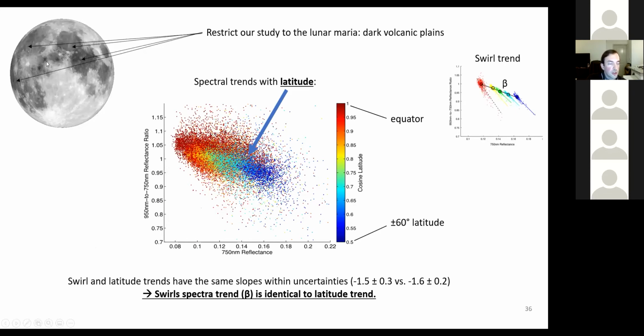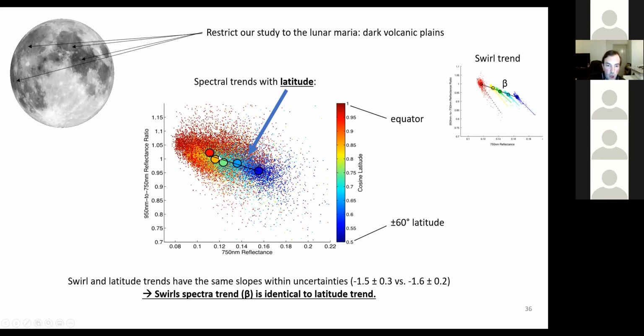Okay, so now let's just look at different latitudes of the moon, and we'll do the same thing. We have the 750 nanometer reflectance, and we have this ratio here, and then we will plot the points everywhere at different latitudes, and we'll connect these different points. The blue points are 60 degrees, and the red points are at the equator. What this shows you is that as you get closer to the equator, these blue points, you're getting brighter, right? Here the reflectance is going up.